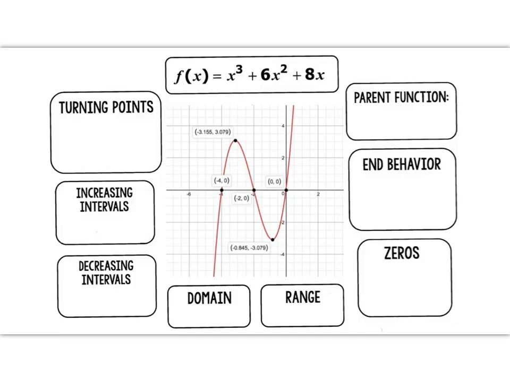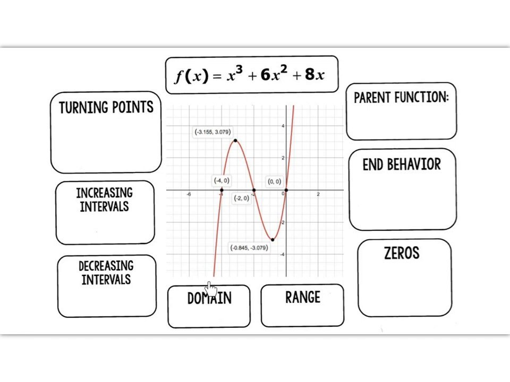Now, the last thing I want you to be able to do, this is kind of pulling together everything we've learned so far about the graphs of polynomials, is if you're given a polynomial function and you're given the graph, I want you to be able to identify the turning points. So the turning points, if you recall, are your maximum and minimums, the increasing intervals, the decreasing intervals, domain, range, what are the zeros, so where does it cross the x-axis, which is what we learned today, what is the end behavior like, and what is the parent function of this polynomial. So here's an example. Let's start with the turning points.